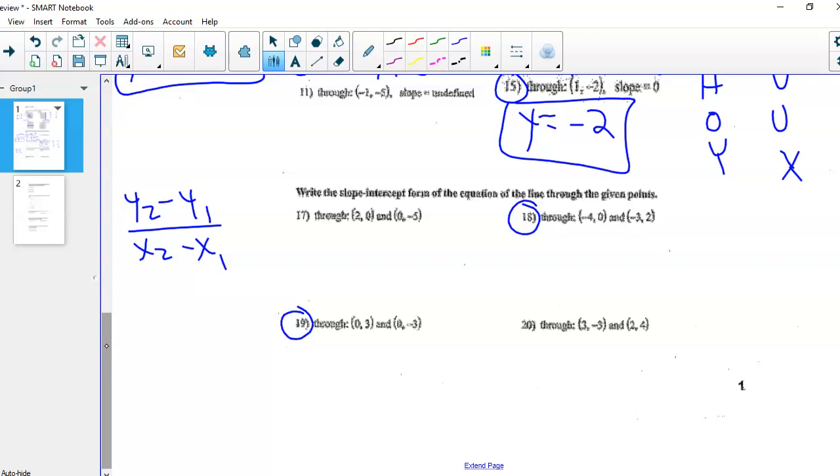So for 18, I'm going to go through and label them, and then put them in that format. 2 minus 0 over negative 3, minus negative 4. Negative 3 minus negative 4 is what? It's 1. So your slope is really 2.